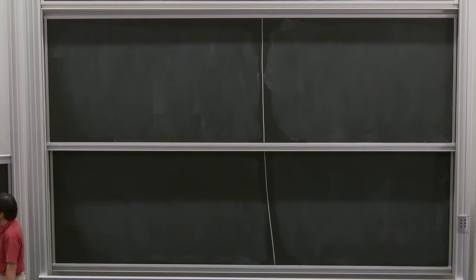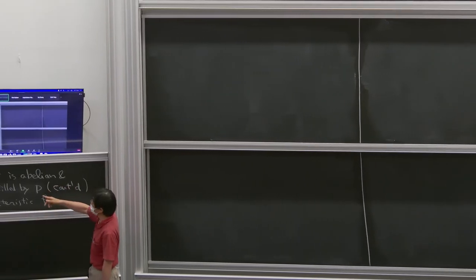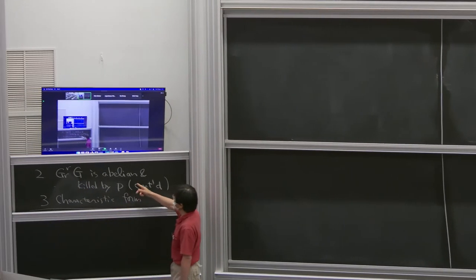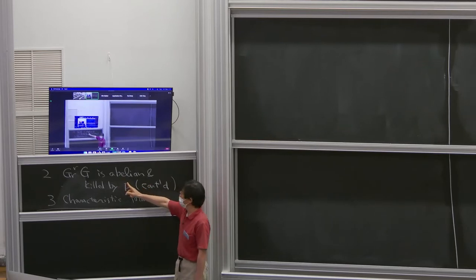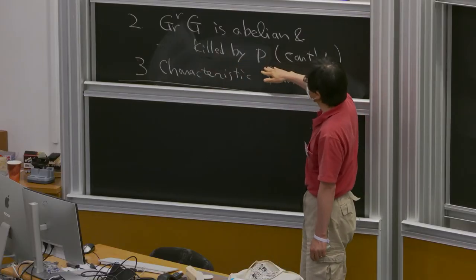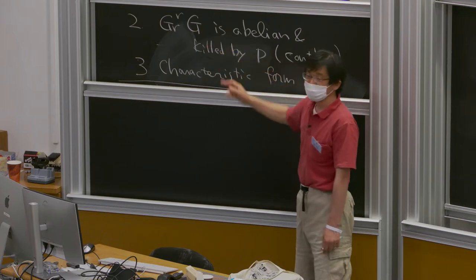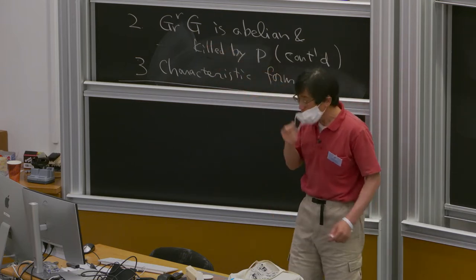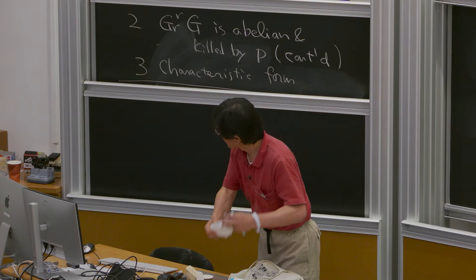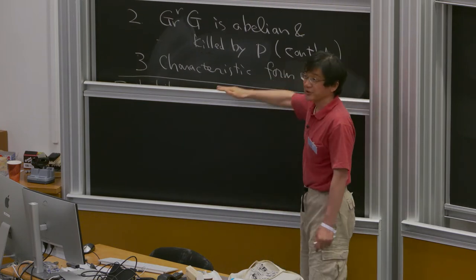So I continue the lecture from yesterday. Let me recall the plan. We are studying this graded quotient, and we have already seen that it is Abelian. In the course of the proof, we want to show that this graded piece is actually an F_p vector space. And after that, I will talk about the character form.